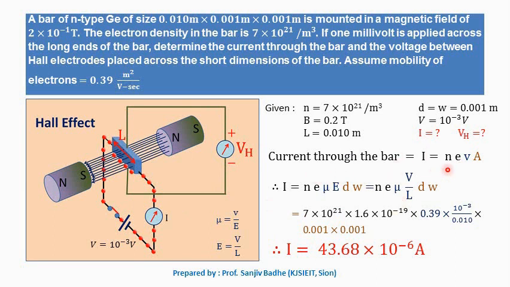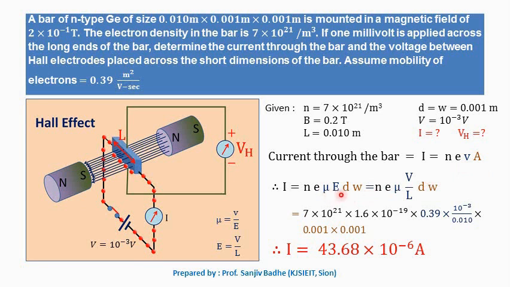So first let us find the current. Current through the bar is given by N e v A, where v is drift velocity of the electrons, N is concentration of electrons, e is charge on the electrons, and A is area of cross section of the bar. Area of cross section of the bar can be written as D into W. And drift velocity can be written as mu into E, because mobility mu is defined as average drift velocity per unit electric field. So v can be written as mu into E.